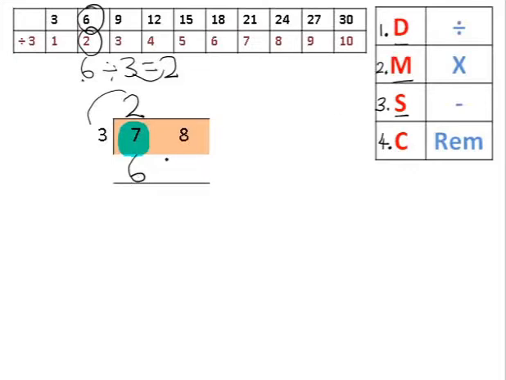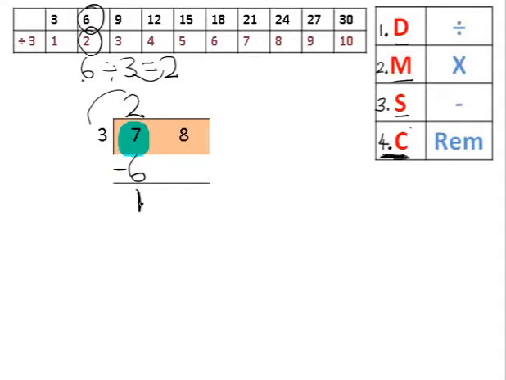The third step is to subtract. 7 minus 6 is 1. What does it mean? It means that because 7 is not a multiple of 3, it cannot be divided equally, and therefore we end up with a remainder of 1. What do we do with the remainder? And that's where step 4 comes in.